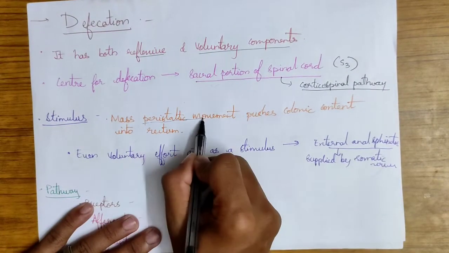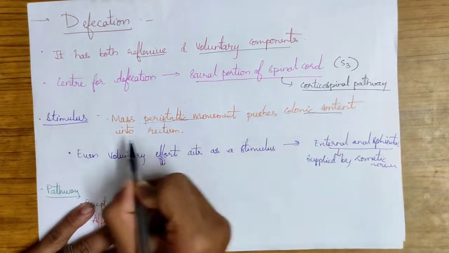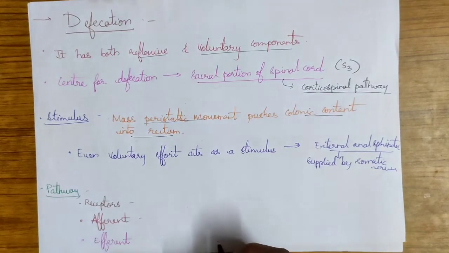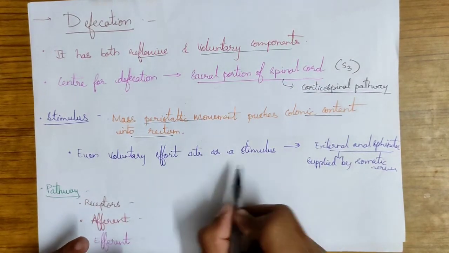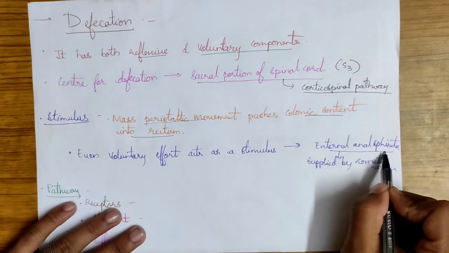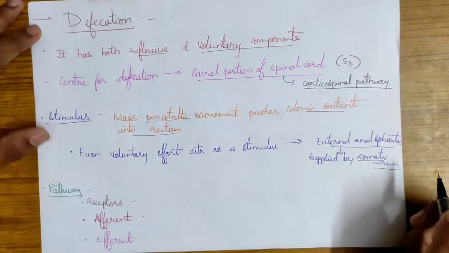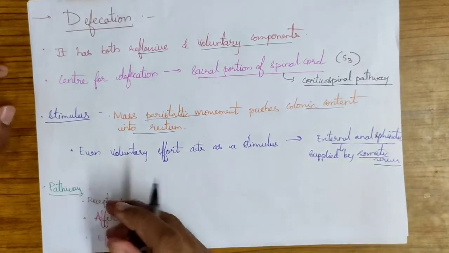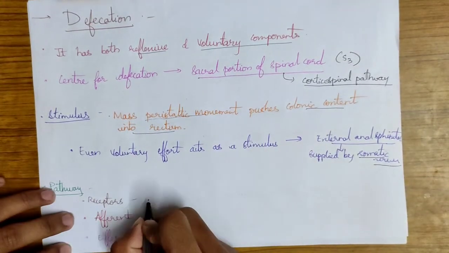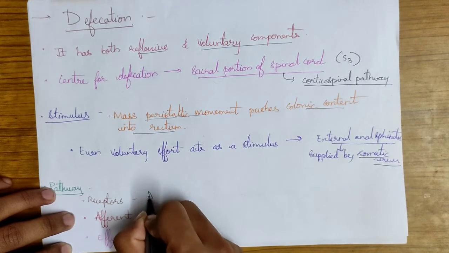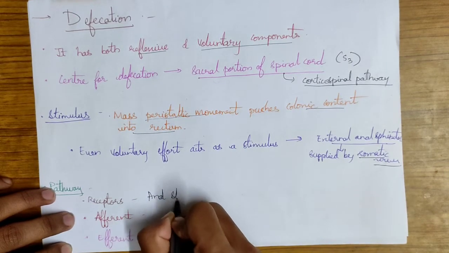So what is the stimulus for the defecation process to take place? That is a mass peristaltic movement that pushes the colonic content into the rectum. Even voluntary effort acts as a stimulus because external anal sphincter, one of the sphincters of the anal canal, is supplied by the somatic nerves. What is the pathway for this reflex? The receptors are the anal stretch receptors.